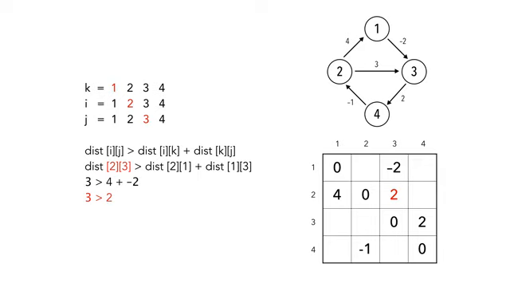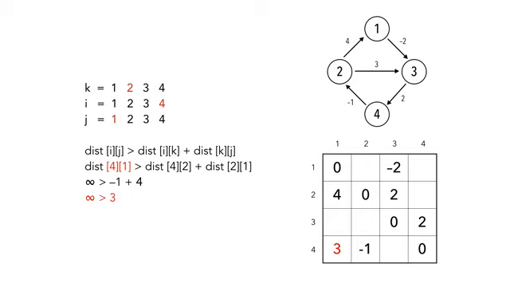Again, let's skip ahead to an interesting iteration. This time with K equal to 2, I equal to 4, and J equal to 1. We found a new shortest path from 4 to 1 with a weight of 3, so we update our table.